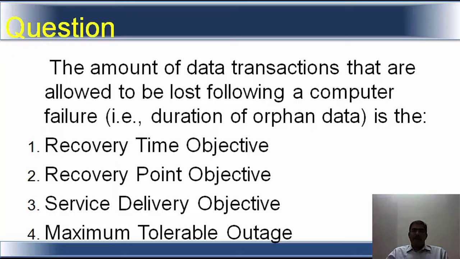Now, the first question: the amount of data transactions that are allowed to be lost following a computer failure, that is, duration of orphan data, is: 1. The RTO, 2. RPO, 3. Service delivery objective, 4. Maximum tolerable outage. Now, the answer for this is 2.